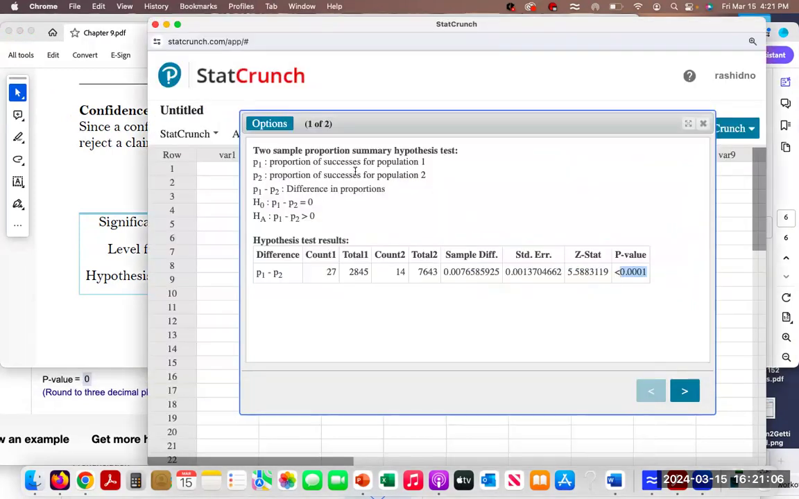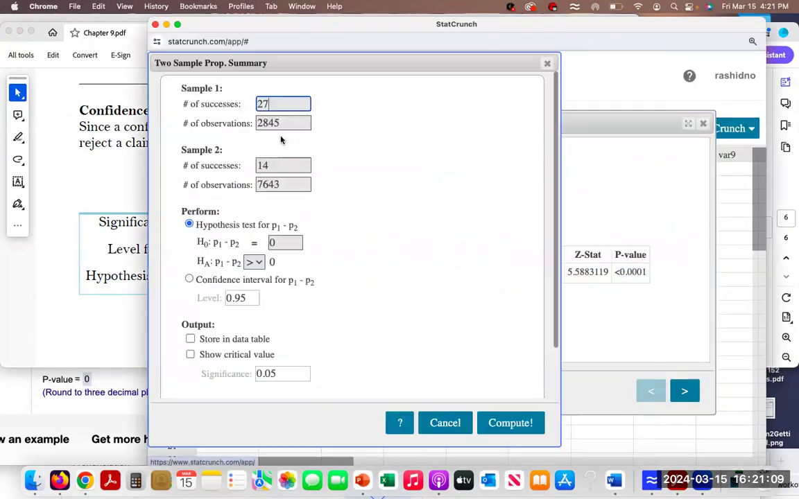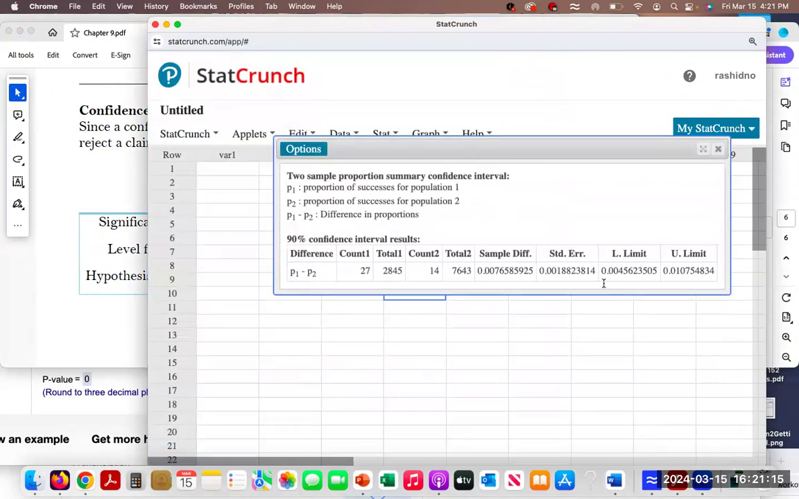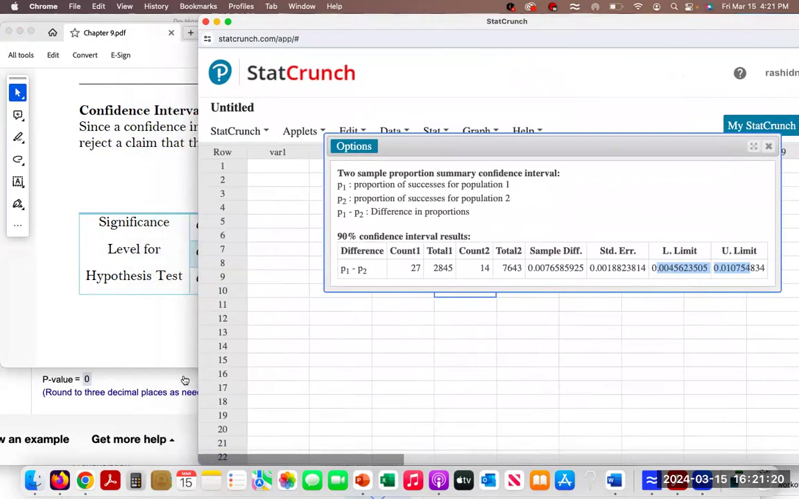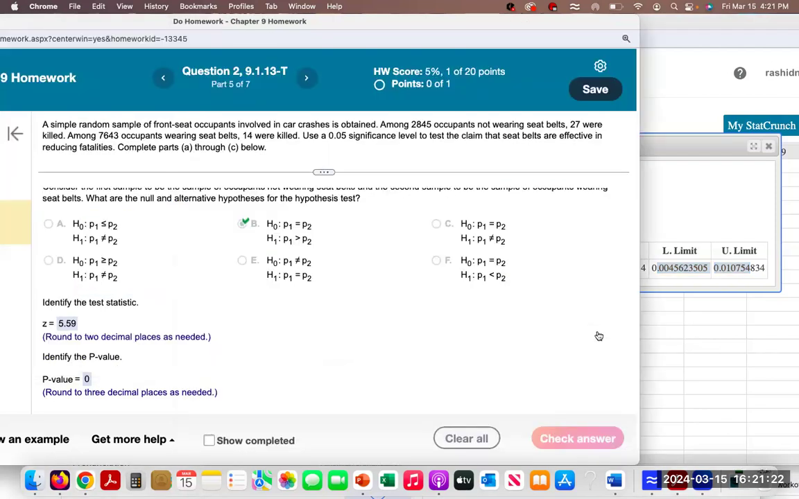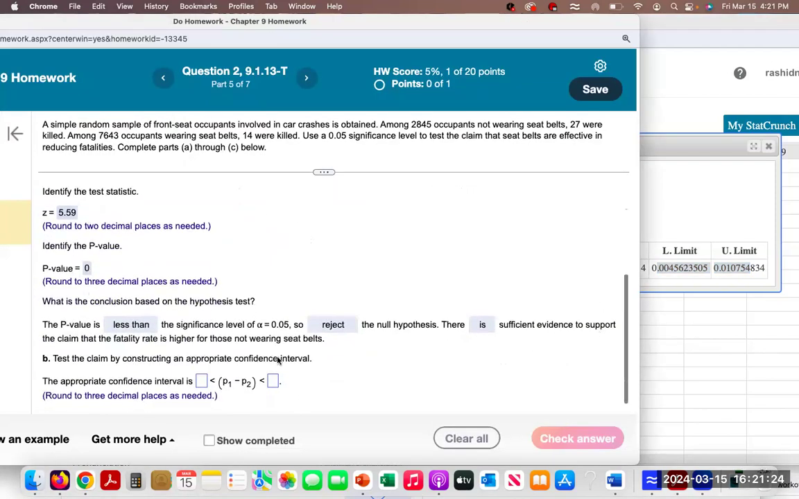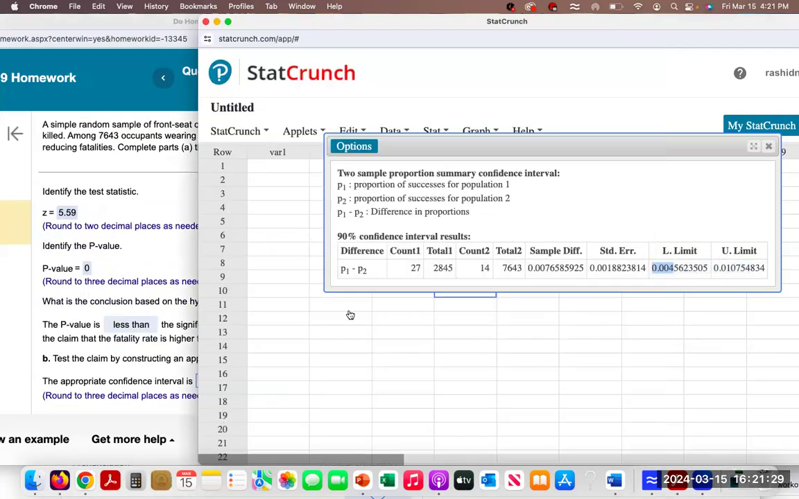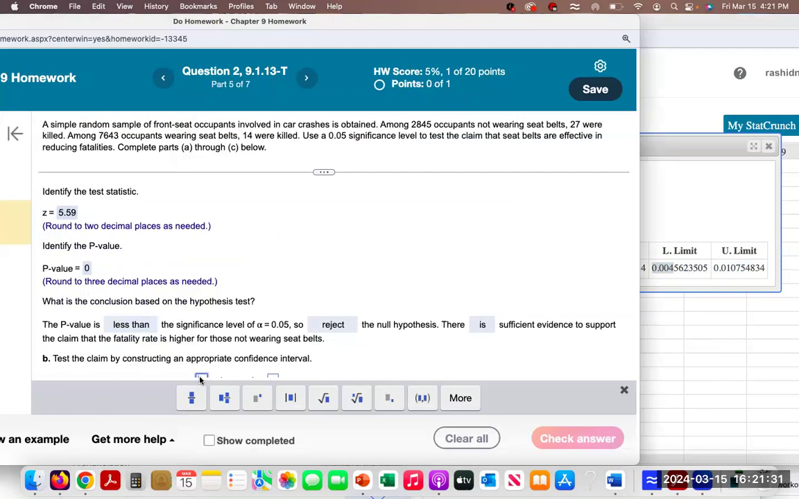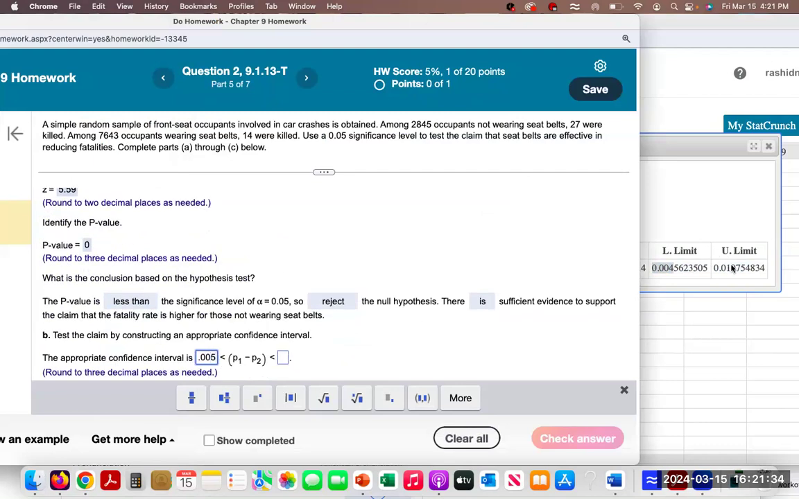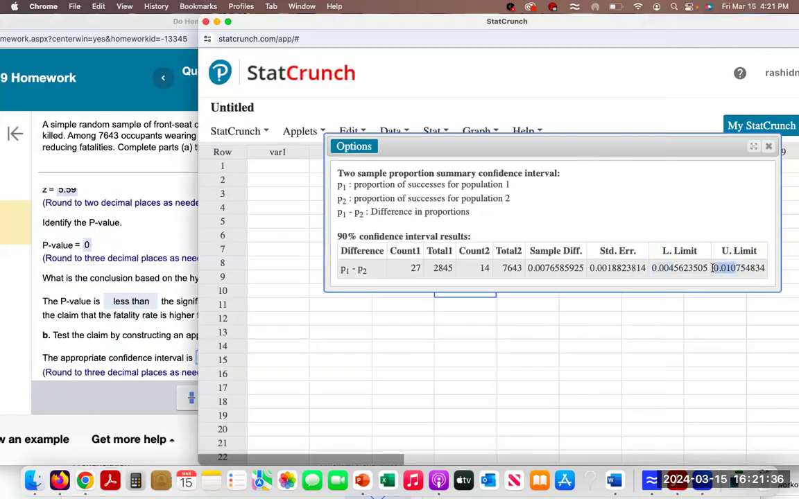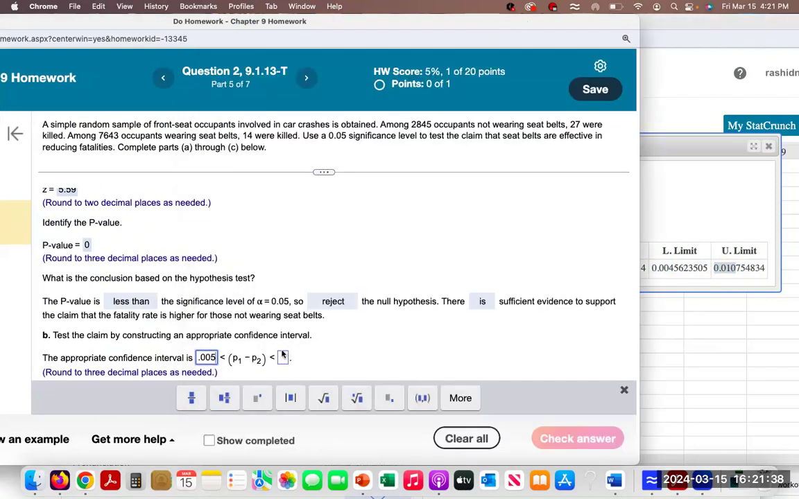So let's go ahead and go on options, edit, select confidence interval and choose 90%. So here we have the lower and upper limits for our confidence interval. The lower limit rounded to 3 decimal places is 0.005. And the upper limit is going to be 0.011.